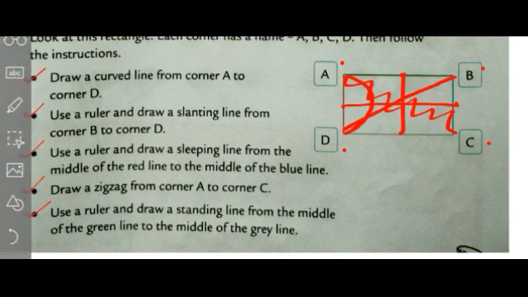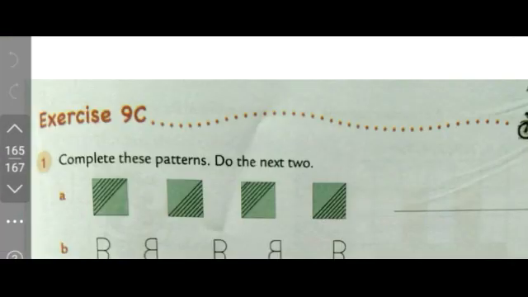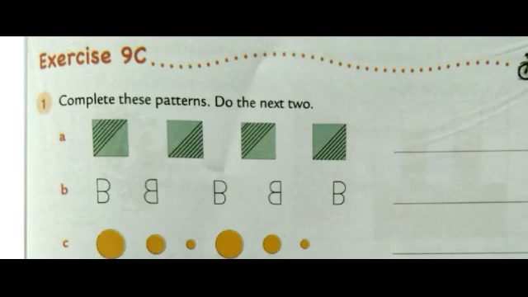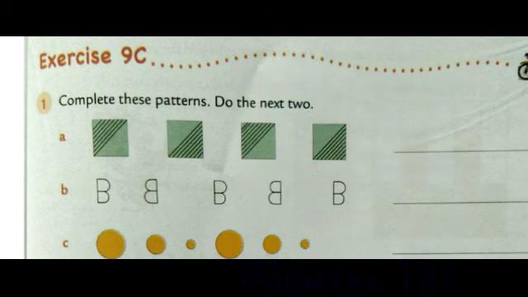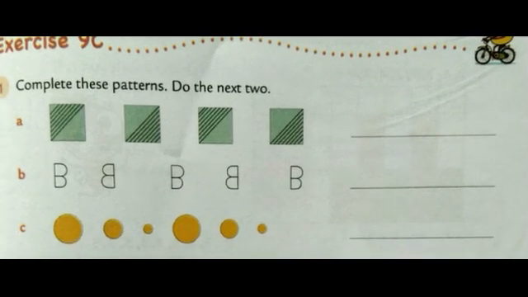Moving on to the next page, exercise 9C on page number 137, pattern. It's related to completing the pattern. Complete this pattern, do the next 2. Okay, see the first pattern first. First we have to understand the pattern that is given here, then we can complete it.